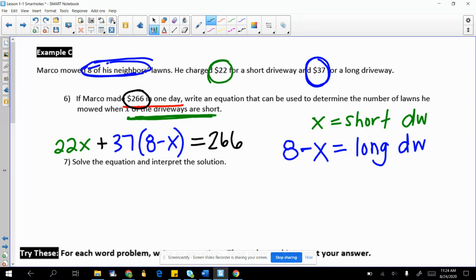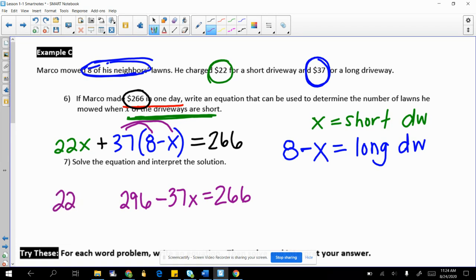Now, in part 7 here, we have to go through and solve it. The first thing I would do is distribute this 37 to both things in the set of parentheses. So 37 times 8 is 296. Again, you may need your calculator there. And then 37 times negative X is going to be a negative 37X. And then let's bring down the rest: the equals 266 and the 22X plus.